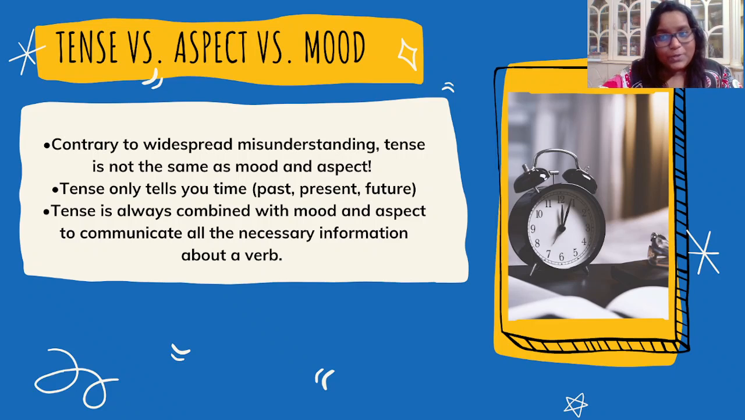For a verb to make complete sense and to communicate all the necessary information, tense has to be combined with mood and aspect. That is another important thing you have to keep in mind. For all the necessary information to be communicated about a verb, tense has to be combined with mood and aspect.